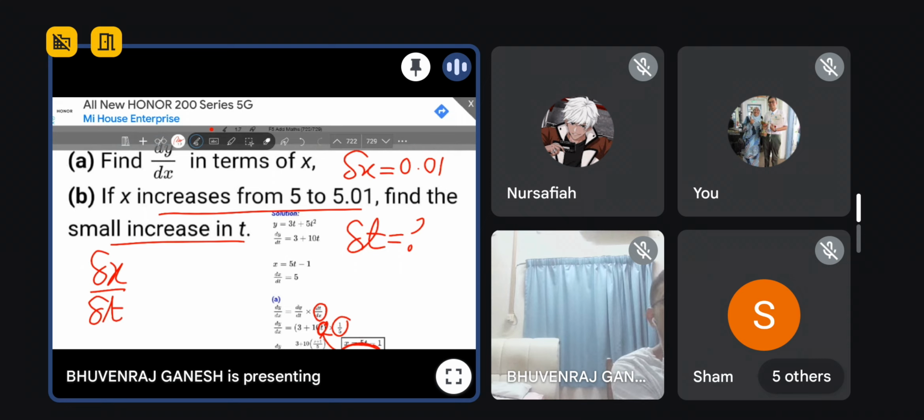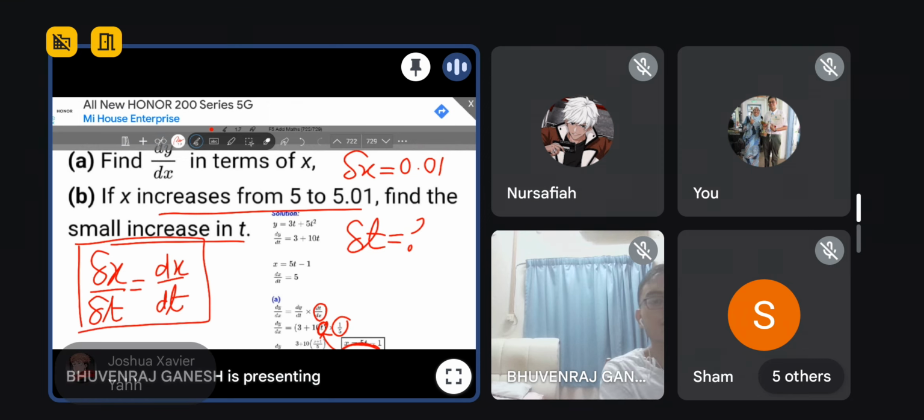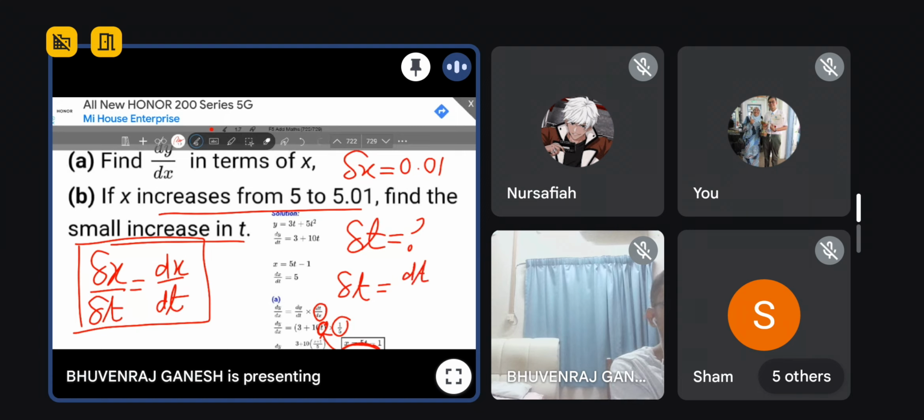Delta X over delta T equal to dx over dt. Am I right, guys? Do you all still remember this? This is your formula. Okay, very good. So you can find your delta T. So delta T will be dt dx times with delta X. Am I right? So this is your formula. You have delta X, dt dx.